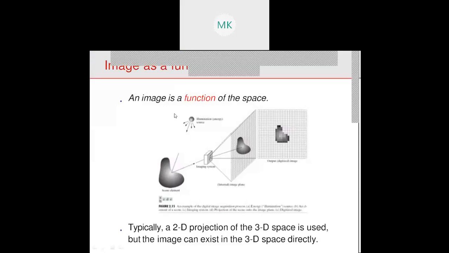Next we are going to represent the image as a function. Image as function 1 is represented as a function of the space. If we consider the space in terms of x and y coordinates, typically a 2D projection of the 3D space is used. But the image can exist in the 3D space directly.